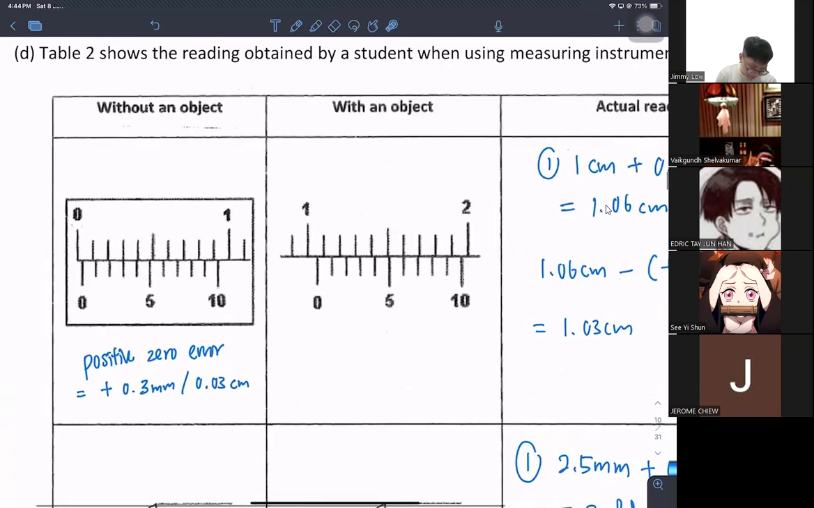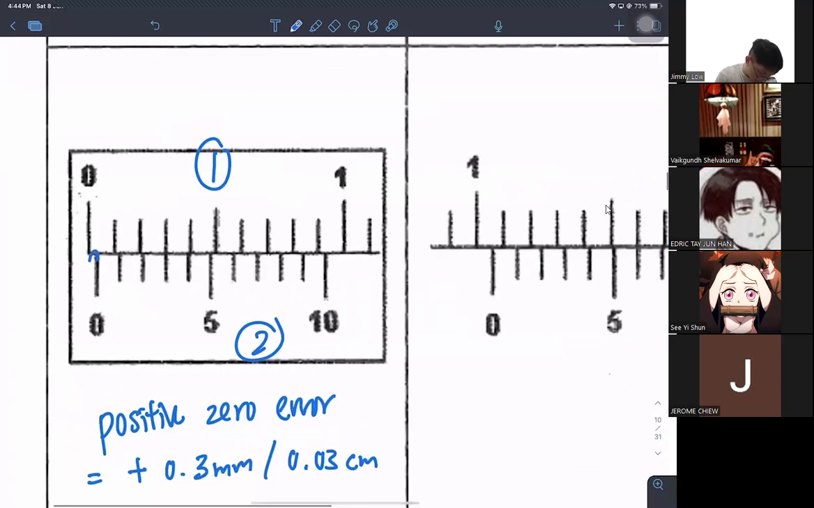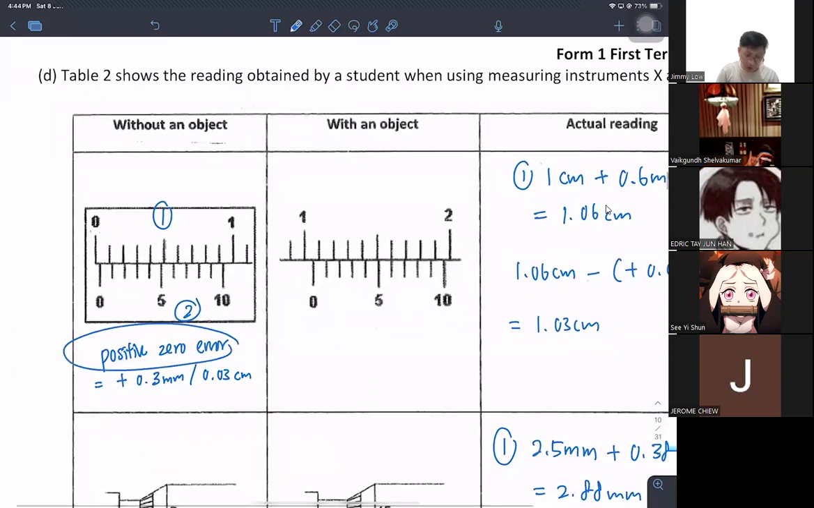Now you see, your big ruler is always the above one. This is your big ruler. This is your small ruler. So your small ruler is in front of your big ruler. Means upon measuring, in the end, you are going to measure extra value based on the difference here. So you need to minus out. When you want to minus out, it is considered as positive zero error.